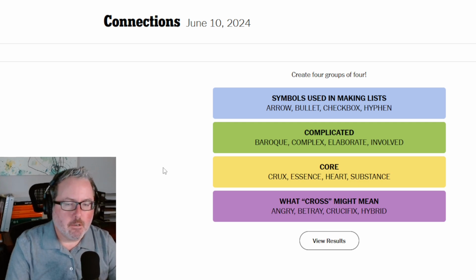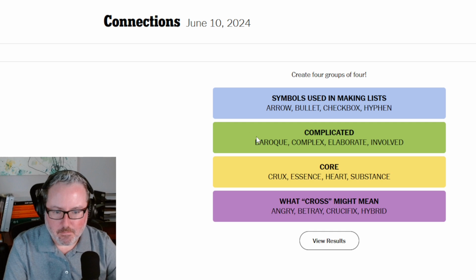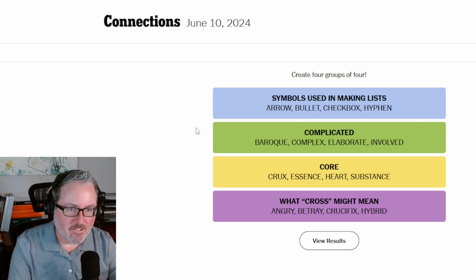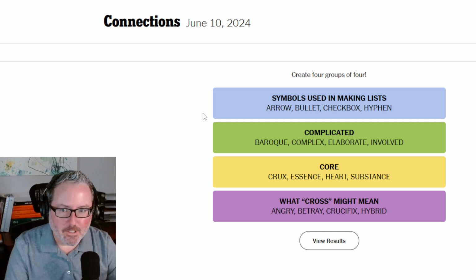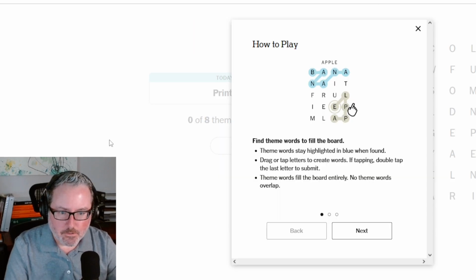Okay, that makes sense. When you see it from the outside, it seems much different than when you're trying to put it together in the old noggin. So that was Connections. If you guys like that one, let me know. Let's move over to Strands.